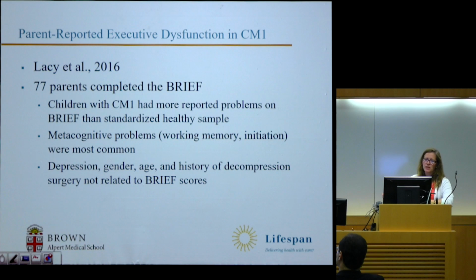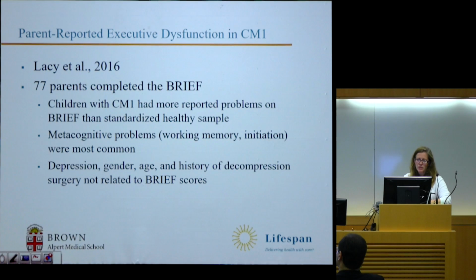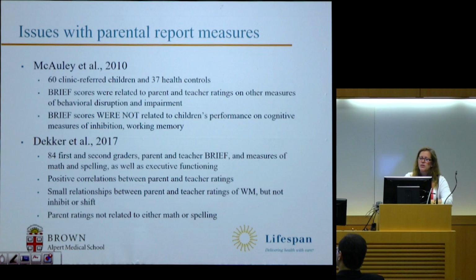And just to give an example, within Chiari, this is a study where, again, parents completed the BRIEF, and they showed that children in general had more metacognitive problems, particularly working memory and initiation, although certain factors were not really related to those BRIEF scores. And then when we look at other research with the BRIEF, the thing to keep in mind is that the BRIEF scores in other children were not related to how the children performed on tests. So parents rated them as having a working memory impairment, but they didn't show a working memory impairment on testing. Parents rated them as having impulse control problems, but they didn't show that on testing.